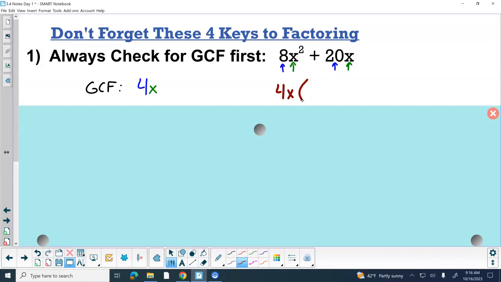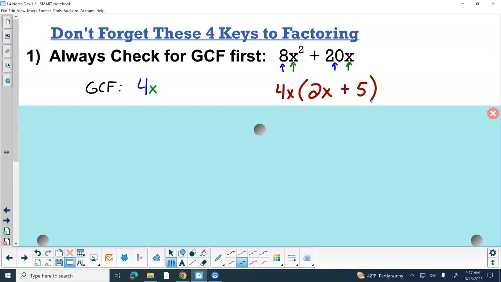8 divided by 4 is 2. X squared divided by x is x. So I'm left with 2x. Then I go to the next one. 20 divided by 4 is 5. X divided by x makes it go away. So I'm left with 2x plus 5. Okay? Now, the all-important question: how do I check to make sure I factored the GCF correctly?